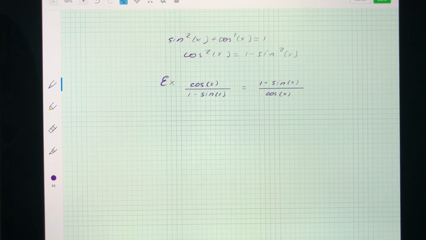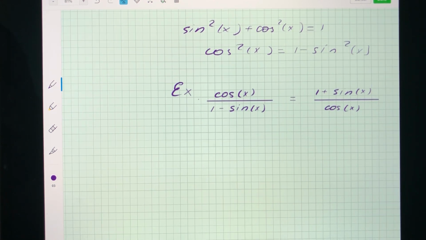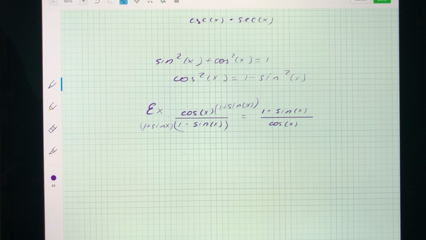Now, if we look at our expression and we multiply the left side by 1 plus sine, so here we multiply 1 plus sine and 1 plus sine. Now, on the bottom we have 1 minus sine times 1 plus sine. Let's multiply this out. 1 times 1 is 1. 1 times sine is positive sine. Negative sine times 1 is negative sine. And negative sine times sine is negative sine squared.